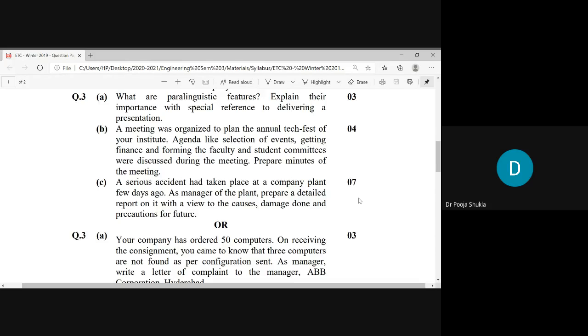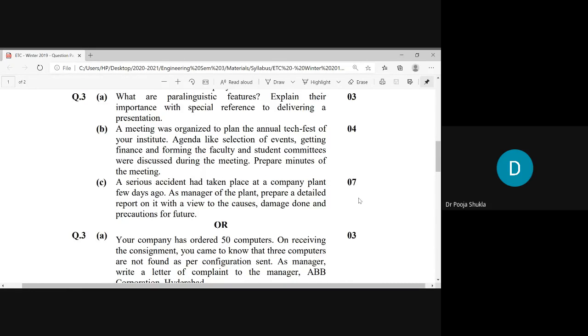So while giving a presentation, you just have to use the word that while delivering a presentation, one must pay attention on the volume of their voice. Why should you pay attention on the volume of your voice? Depending on the number of people, the voice should be low or high. Right? Something like that. So please understand the question properly.